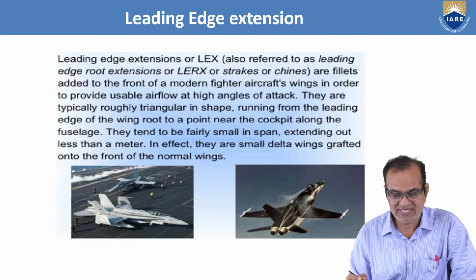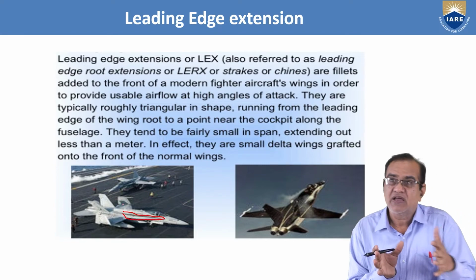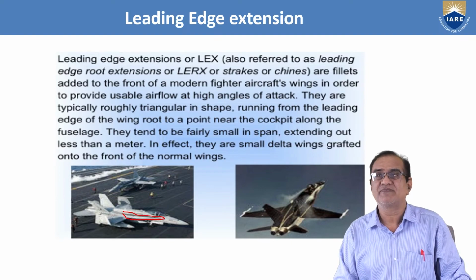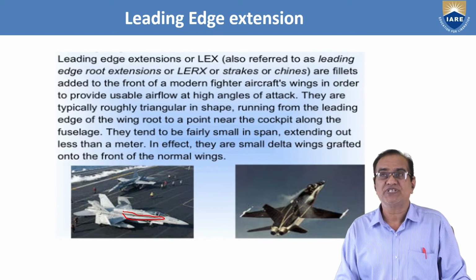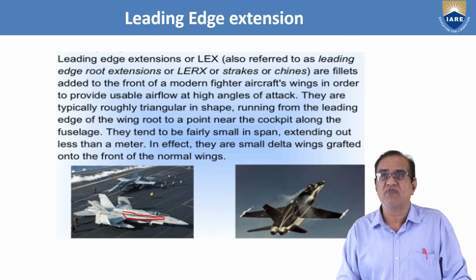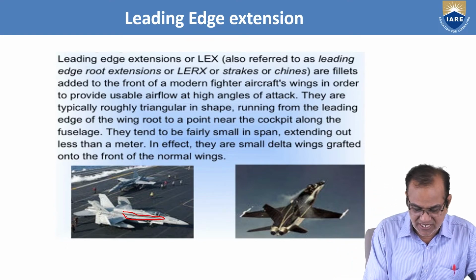So here you can see the leading edge extension. This is the leading edge extension. Something is coming out like this. They are the leading edge root extension, or LERX, or strake or chines, fillets added to the front of the modern fighter aircraft wing in order to produce usable airflow at high angle of attack. They are typically roughly triangular in shape. You can see it is like a triangle here. It is provided here.